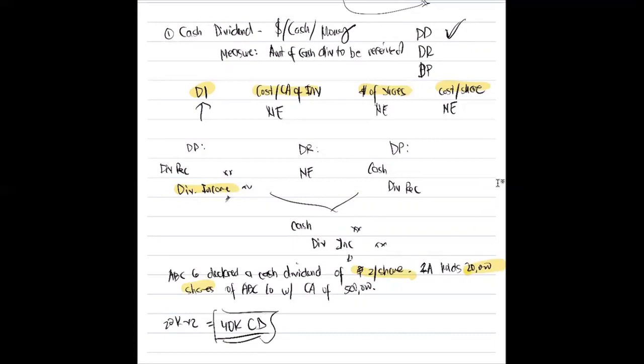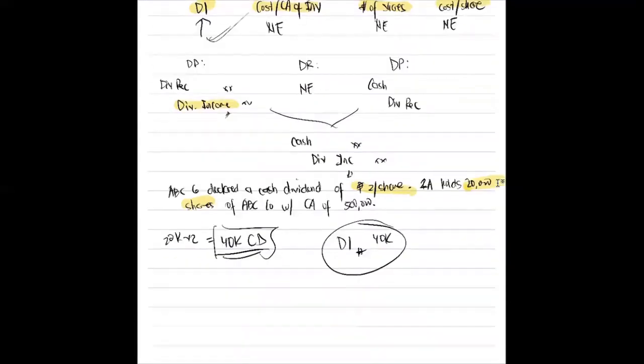Now, it depends on your journal entries on the date of declaration and date of payment, or rather, the date of declaration and the date of payment is the same. So as you can see, we will only record here a dividend income amounting to 40,000. Now, this dividend income, again, will increase your income, but as to other items, it does not affect.